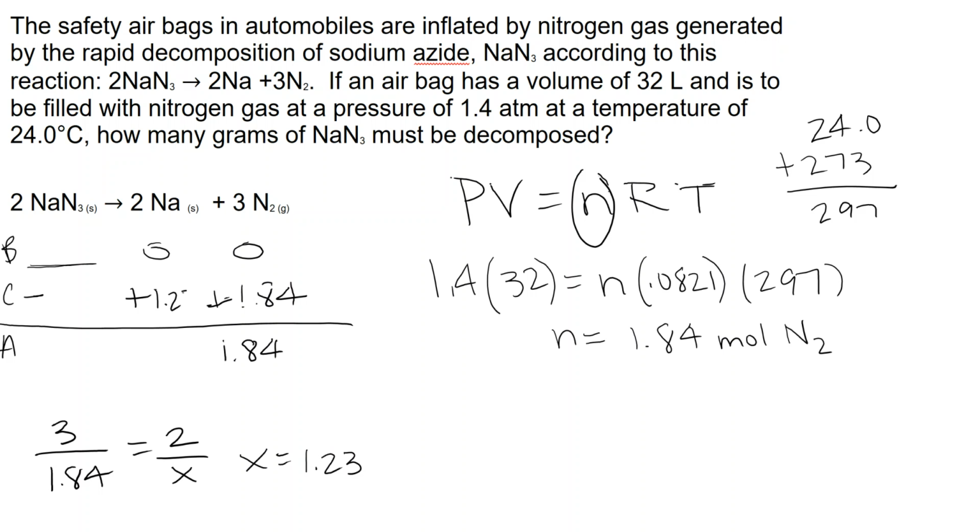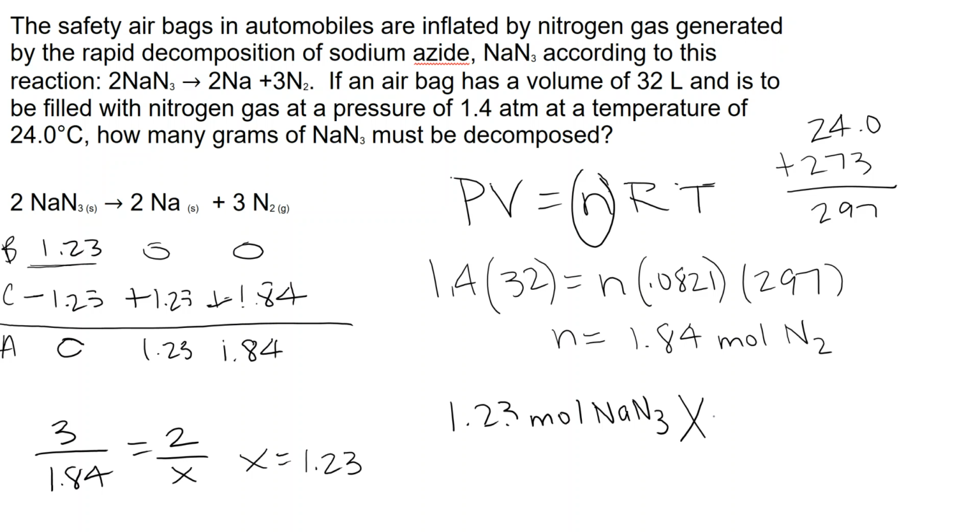And we can fill that in for our other two change numbers because both Na and NaN3 have coefficients of 2. Then we can just complete the problem. We know we should always end up with 0 of our reactant, which means we started off with 1.23 moles of NaN3.